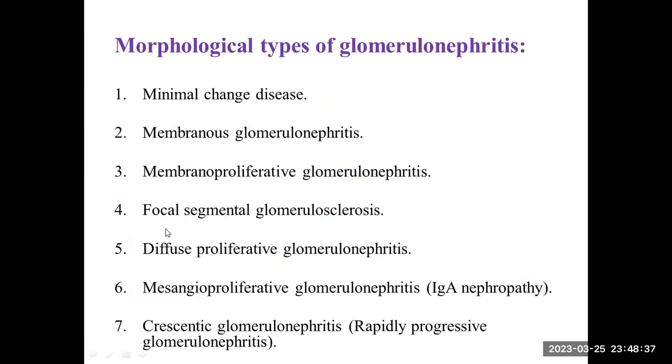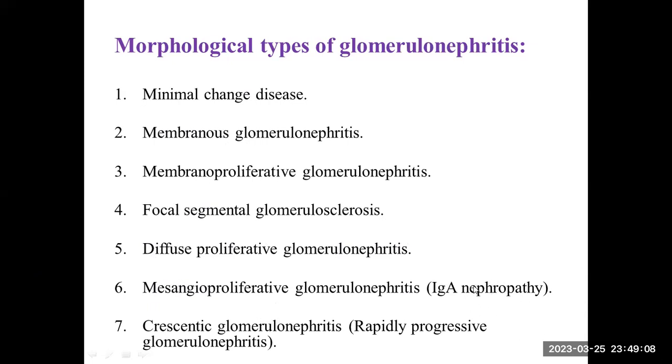On electron microscopy, you will also have immunological deposits, which will be subepithelial, similar to membranous. They call them subepithelial humps. They are located on the subepithelial surface, similar to membranous glomerulonephritis. These are the immunological deposits in diffuse proliferative glomerulonephritis. Then the sixth type is called mesangioproliferative glomerulonephritis, which is characteristic of IgA nephropathy.